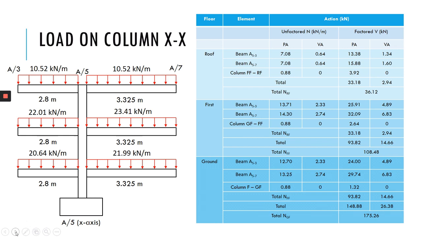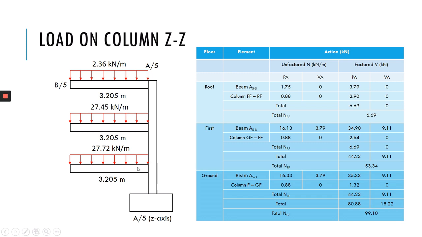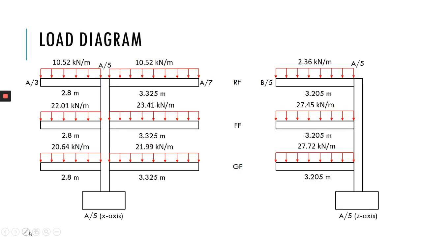We have to do the same process for the zigzag axis. So the total load for the zigzag axis at roof floor is 6.69. For the first floor, 53.34. For the ground floor, it is 99.10. Here is the load diagram.